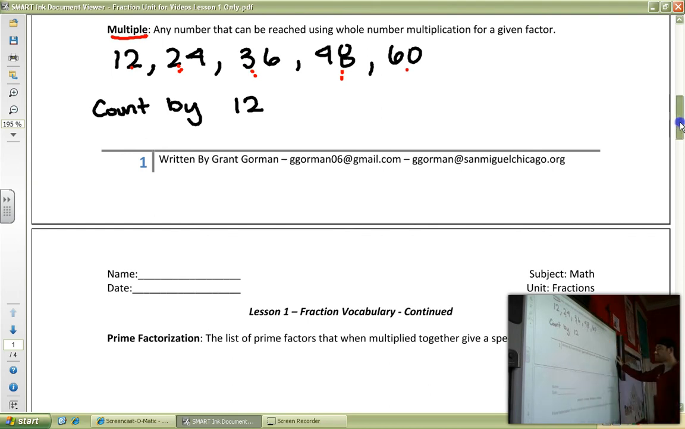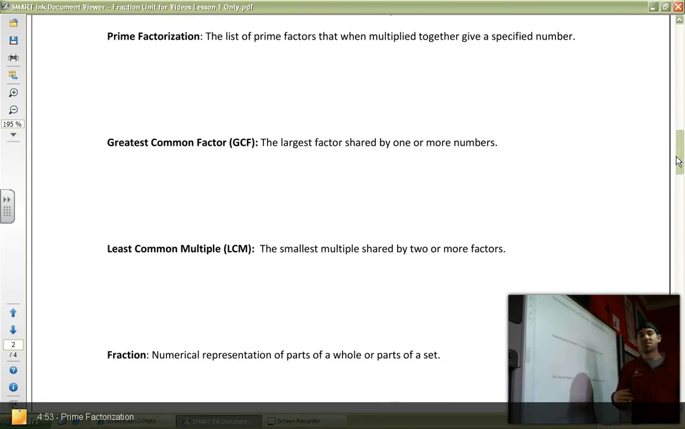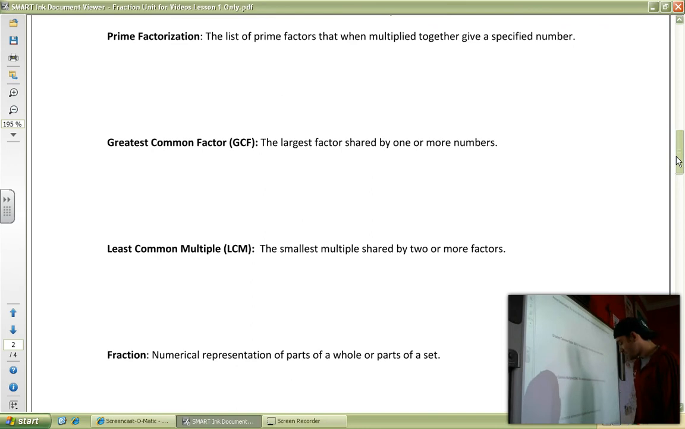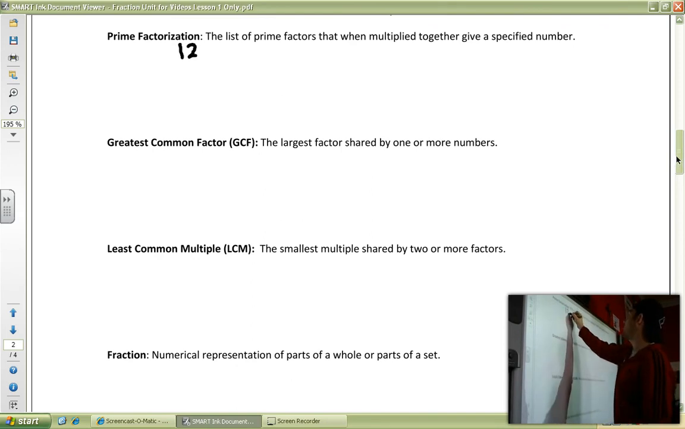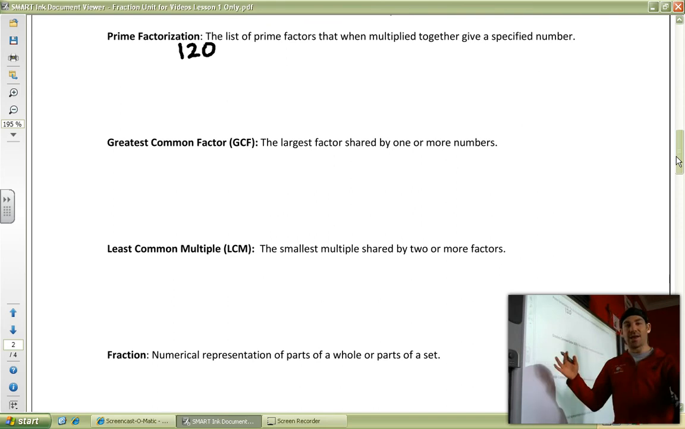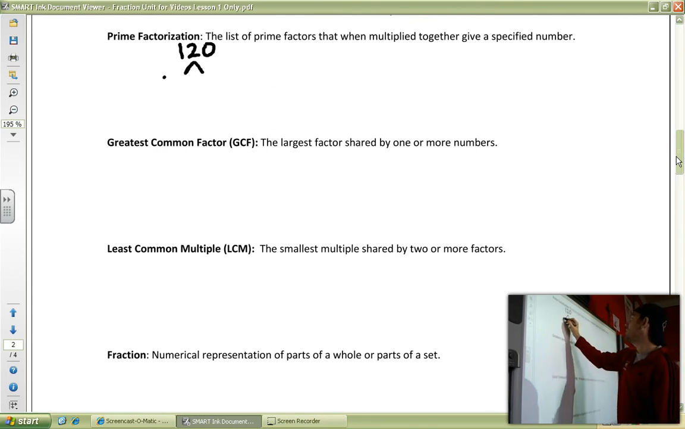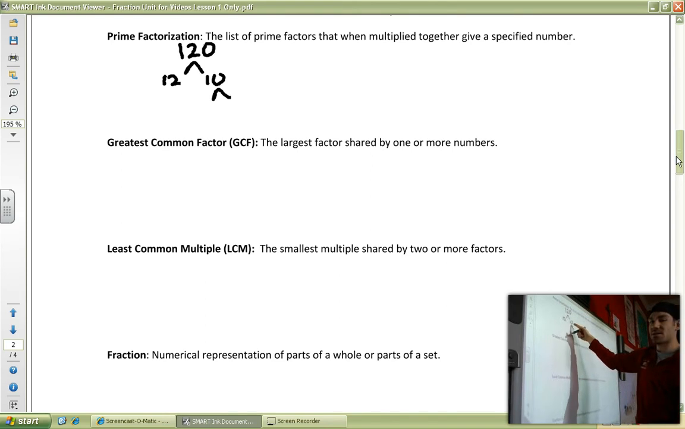Prime factorization: a list of prime factors for a specified number. So let's specify a number. I'm going to use kind of a big one, but it's going to be okay. 120. Now, we know some easy ways to get to 120 with multiplication is 12 and 10, but we want to list the prime factors. So what we have to do is use a factor tree to break it down. Okay, so 12 and 10 right there. Now, I can break 10 down because it's still a composite number into 2 and 5.